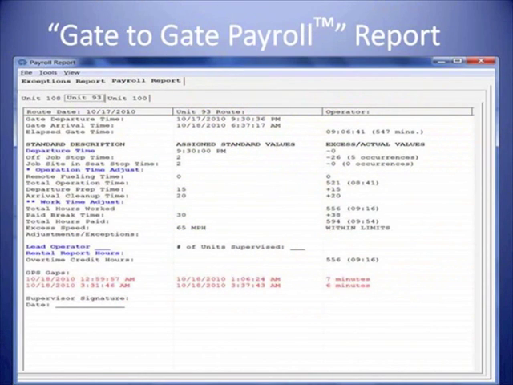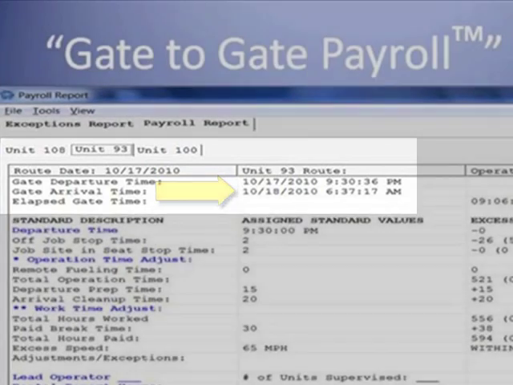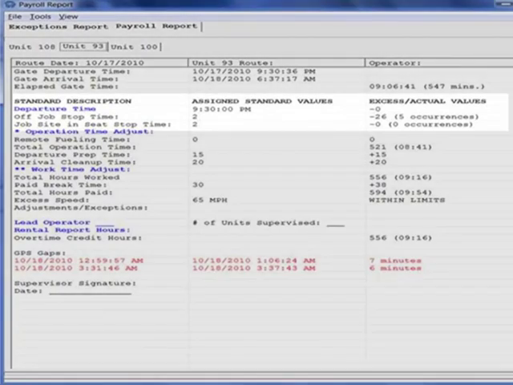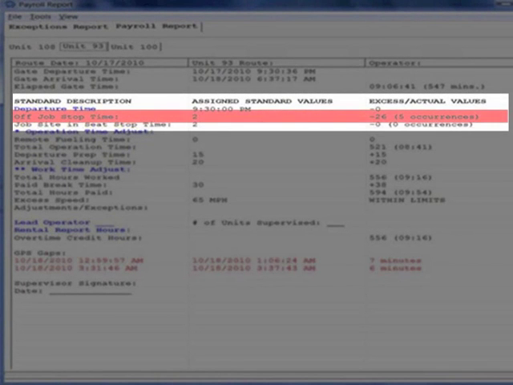This screen image defines the gate-to-gate payroll for Unit 93 for the route that was run on October 17, 2010. The route commences by leaving the gate at 9:30 p.m. and ends on October 18, 2010, when the driver arrives back in the yard at 6:37 a.m. There were no problems with the start time, and there were 2 minutes of assigned off-job stops as a standard. Yet this route had 5 stops for a total of 26 minutes.